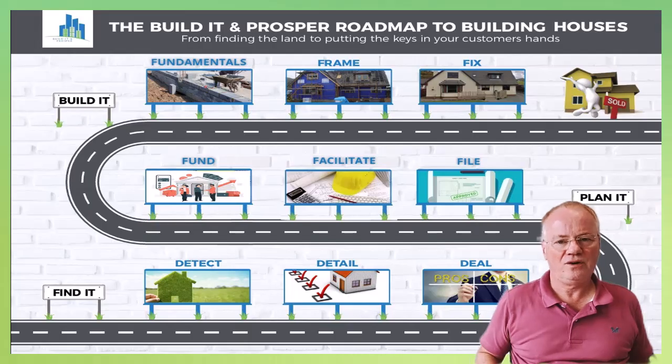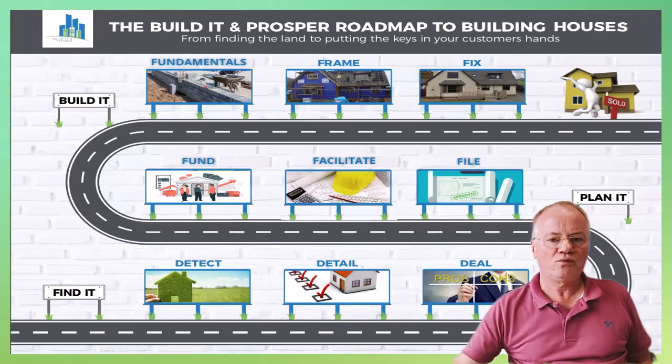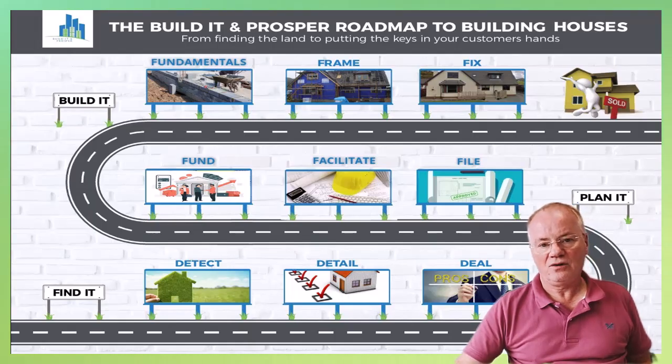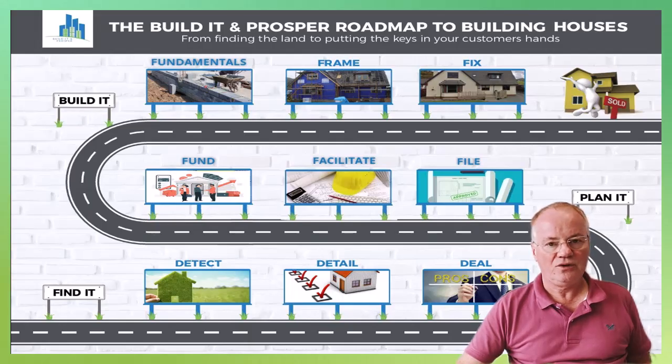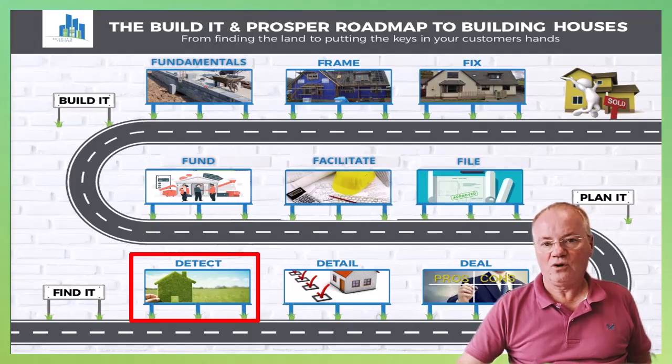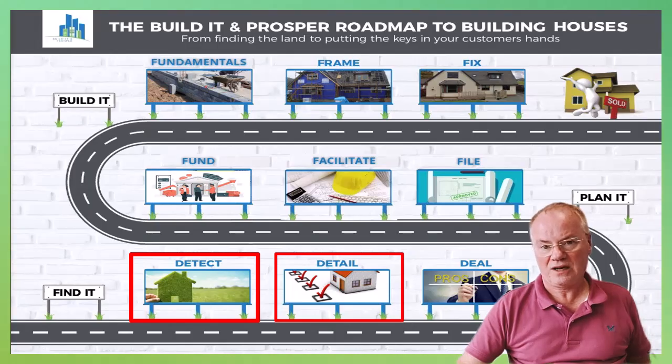So what I want to go through here is just very briefly the actual process. When we look at our roadmap here, without a doubt the most critical phase is the find it phase, and it's only in this phase that you will make or lose your profit. The others are important, but it's absolutely critical that you buy land at the right price. We have the first phase, which we call detect, which is really sourcing your land. But the second, which is what we're really going to focus on in this video, is what you do once you've found that piece of land, to make sure that you have a viable proposition, which then makes sure that you have the right deal.